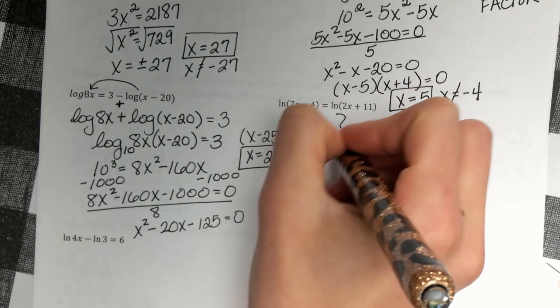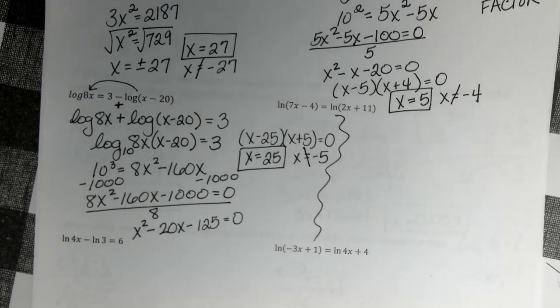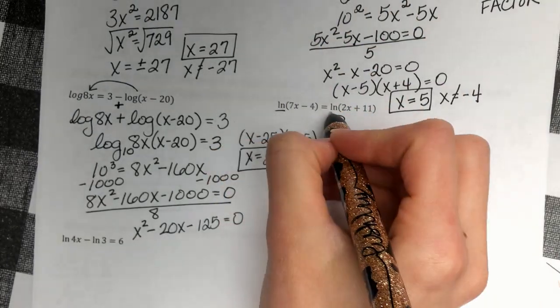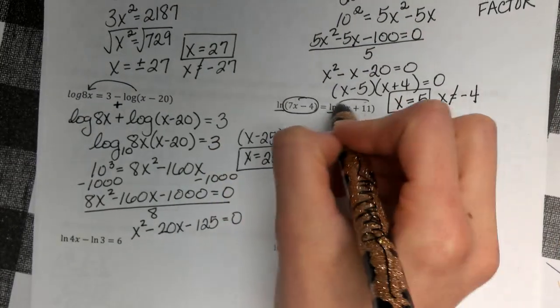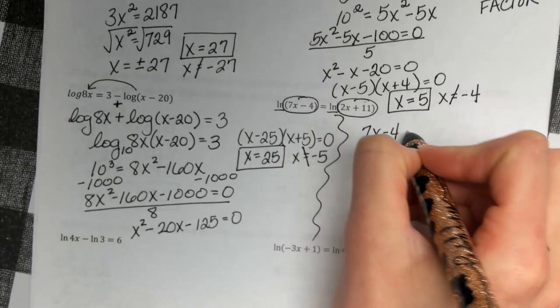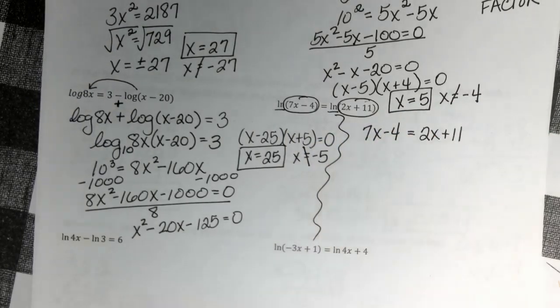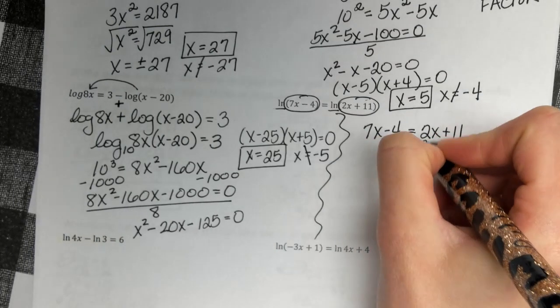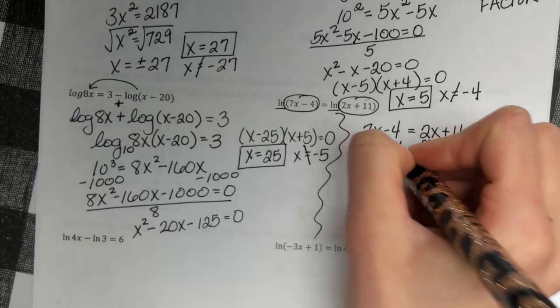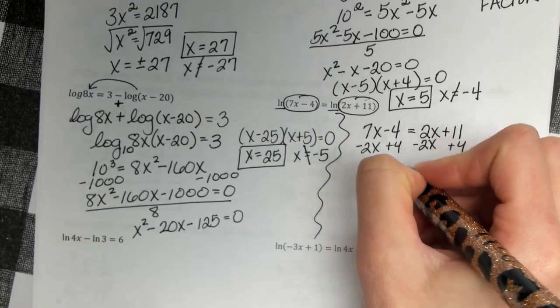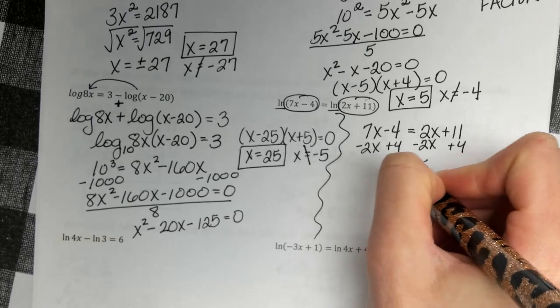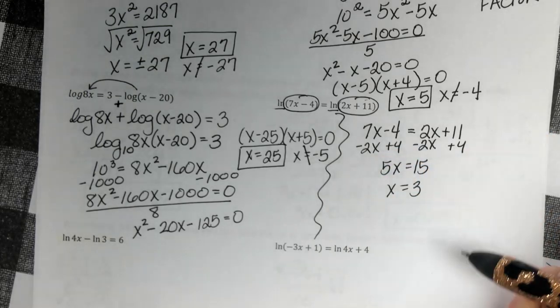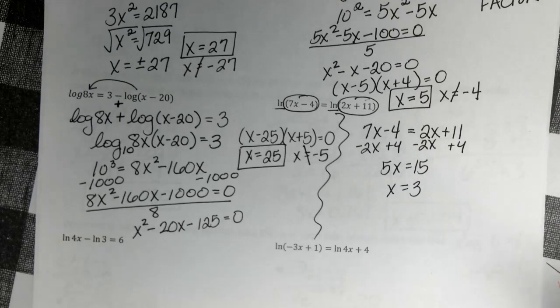Okay, now what if I have just log and log with no added anything? Or natural log and natural log, no added anything. Then I can treat that like I do with like bases. So if I have natural log, I just set my 7x minus 4 equal to the 2x plus 11. So subtract your 2x, add your 4. If I plug x equals 3 back in, are they both positive? Yes.